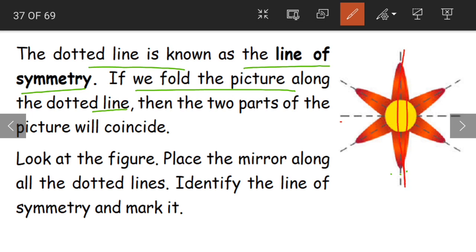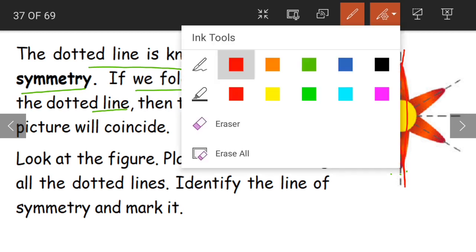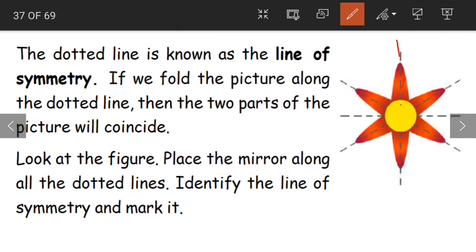But when we have a figure whose two halves can be exactly the same, then it is called a symmetrical figure. And the line along which we get symmetrical halves is called the line of symmetry. Now for this particular figure here, we have so many lines of symmetry. See, when I fold this figure along this line, both are mirror halves, both are exactly the same. So it is called the line of symmetry, and the figure is symmetrical even when I fold it along this line.